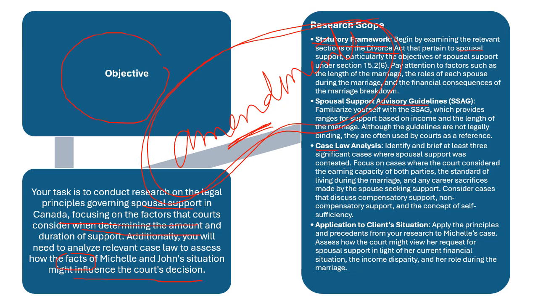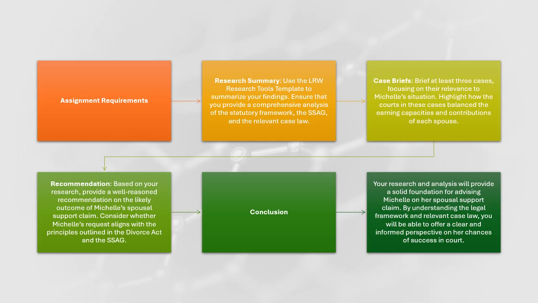Then you have to research important case laws that are similar to your facts. Then apply all those things to the client's situation. Apply principles and precedent from your research to Michelle's case. Assess how the court might view her request for spousal support in light of her current financial situation, income disparity, and her role during the marriage. So three factors: financial situation, income disparity, as well as her being the primary caregiver for the children, so her role during marriage. These three things should decide her case.